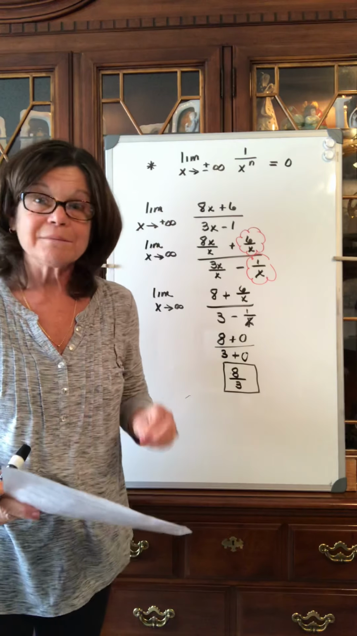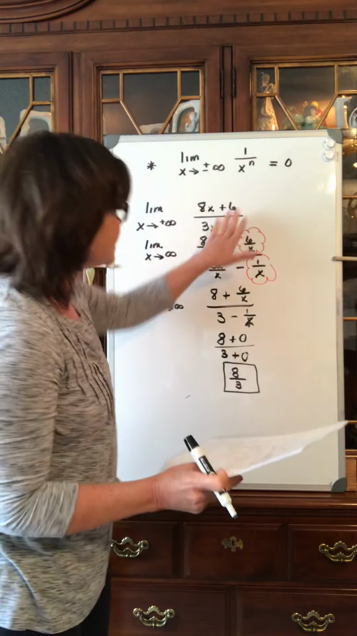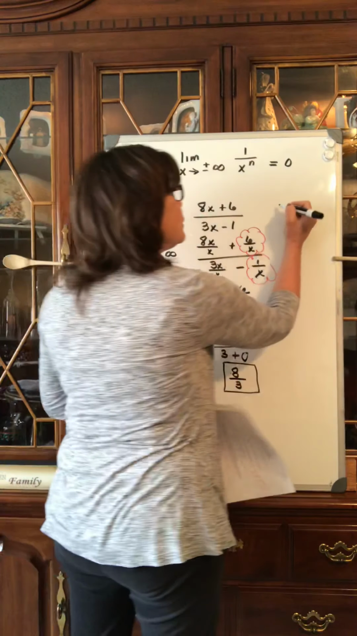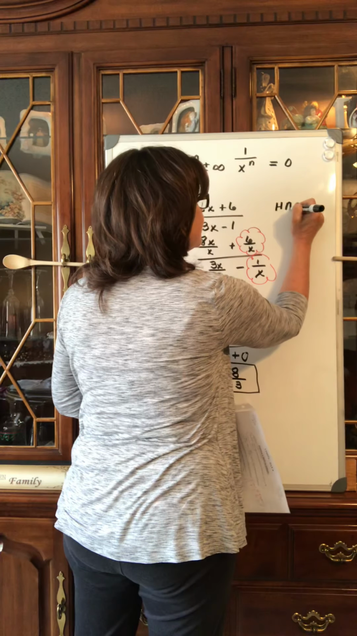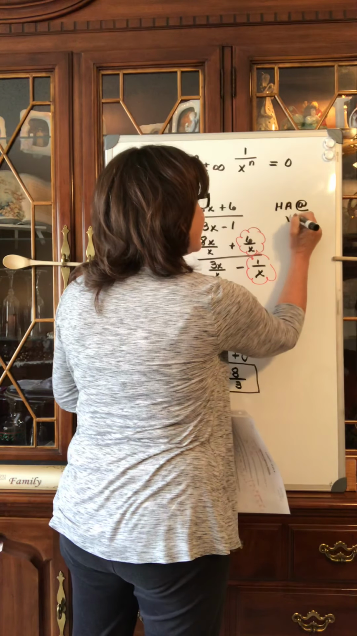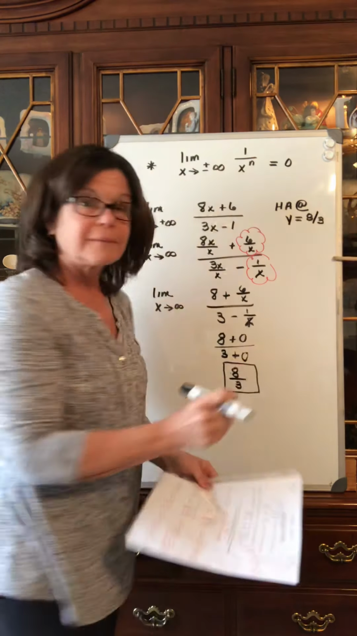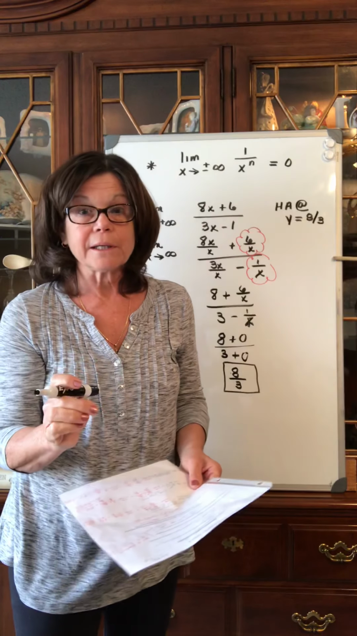Now, the other piece that this gives you is if you were graphing this function, and this would be a really good time to pick up your graphing calculator, put this function in, look at this function. This function would also have a horizontal asymptote at y equals 8/3. You would see that on your calculator.